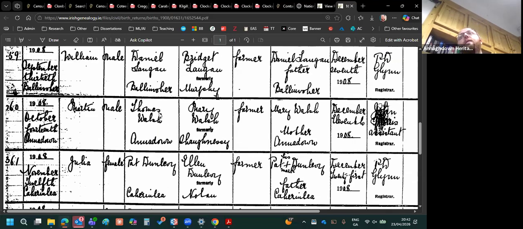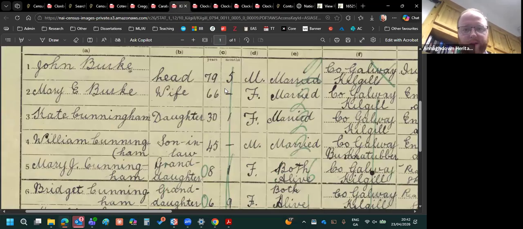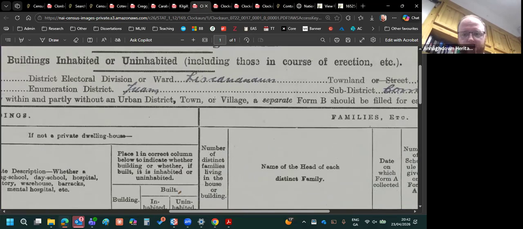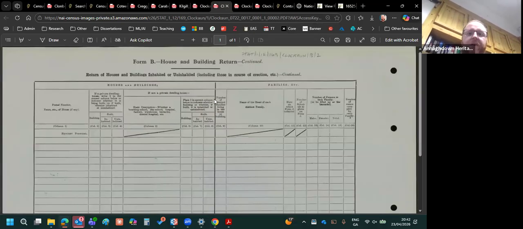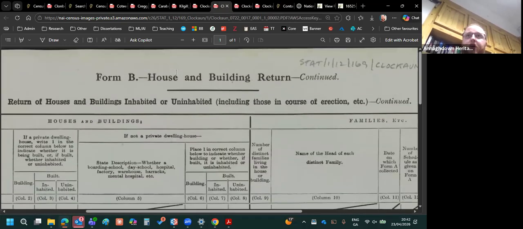What is the difference between form B1 and B2? I think it says it. I think B2 is just the back. They're not actually called B1 and B2 on the form. I think 1 and 2 is just the page number that they put on there. It's just a continuation on the back.